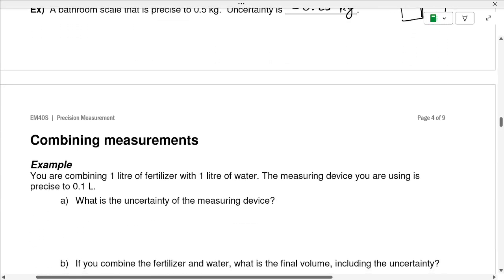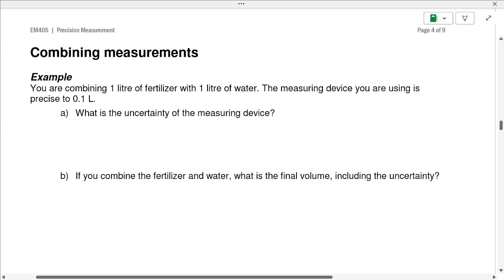Okay? Now, what if you have to take your measurements and do some math with them? You have to combine them. There are complicated rules for every type of combination of measurements, whether you could be multiplying, dividing, maybe throwing them into a formula. But here in this course, we're just going to worry about adding and subtracting. If you are adding together 1 liter of fertilizer with 1 liter of water, because you're going to put that on your garden, and the measuring device you're using is precise to 0.1 liters, what is the uncertainty of your measuring device?